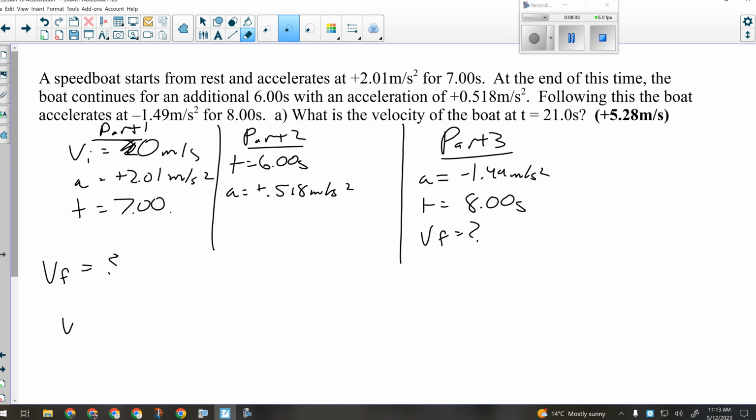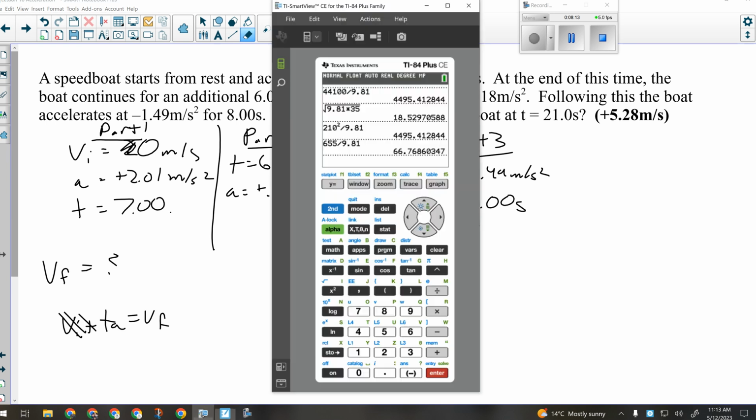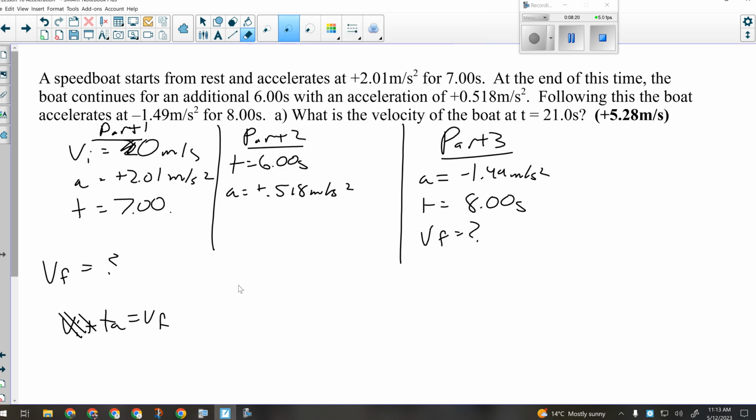So we will have VI plus T times A equals VF for part 1. Since VI is 0 for part 1, it's just T times A. So we'll have 7 times 2.01, so 14.07. So VF is 14.07 meters per second. That's going to be positive because it was accelerating forwards. Now I can use that here as my initial velocity, and I'll do exactly the same calculation.